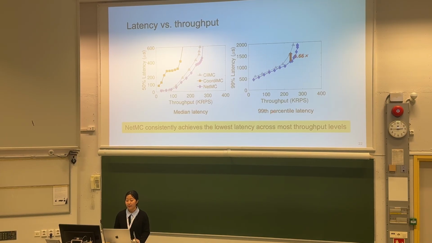Next, we looked at the latency versus throughput results. In the graph, the gray line represents ClientMC, the black line is CoordMC, and the blue line is NetMC. As shown, NetMC achieves the lowest latency across almost all throughput levels. CoordMC has extremely high tail latency, so it doesn't even show up on the graph. At 256,000 requests per second, ClientMC shows about 66% higher latency than NetMC.